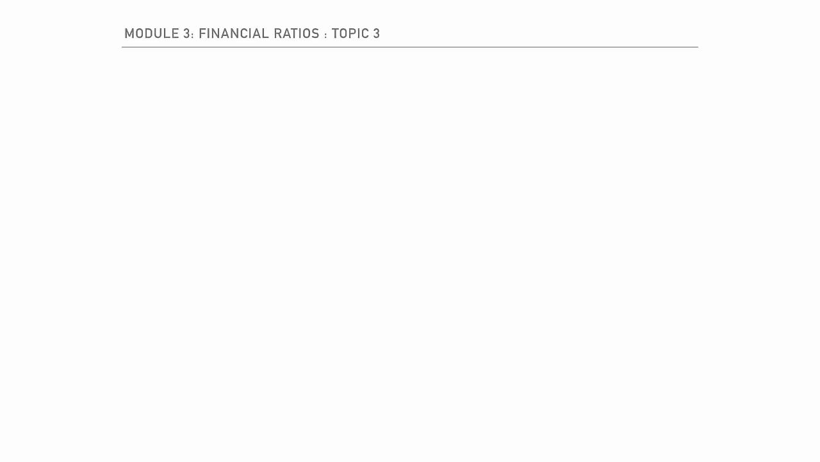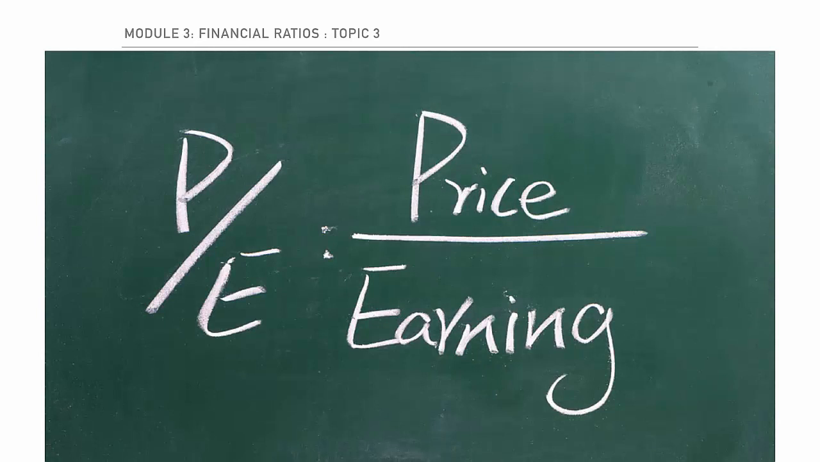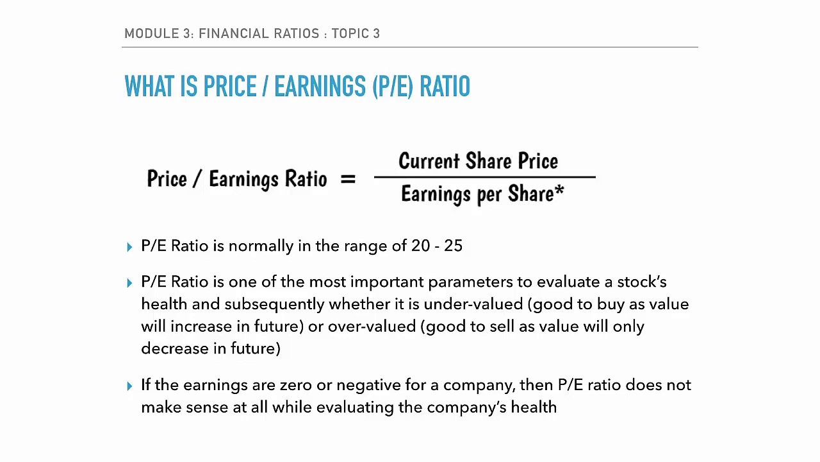The second key financial ratio is the price by earnings ratio. Price by earnings ratio is also known as the PE ratio. PE ratio is calculated by dividing the current stock price by the earnings per share. It essentially gives you the earnings that you have earned per rupee value of money invested. PE ratio is normally in the range of 20 to 25.